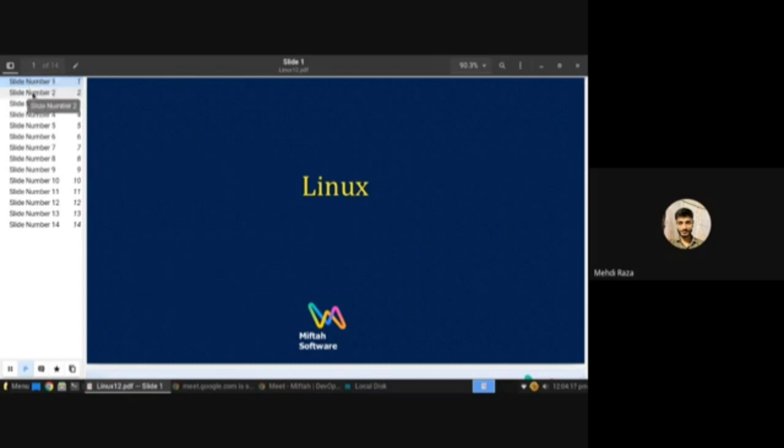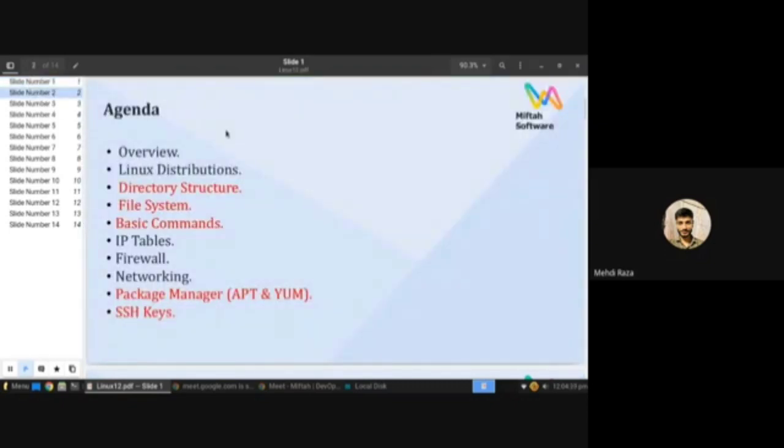First of all, the agenda. We have 10 topics which we are going to cover today. First, we have the overview. Second, the Linux distributions. Third, the directory structure. Fourth, the file system. Fifth, the basic commands, as well as IP tables, firewall, networking, and the package manager, apt, yum, and SSH keys.